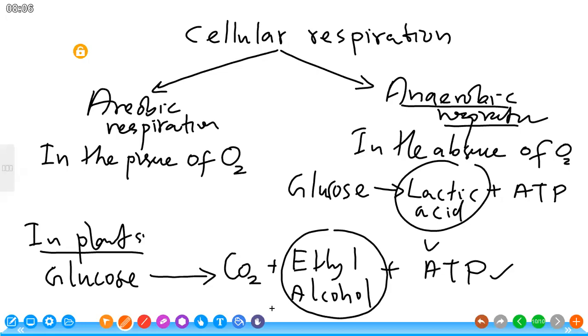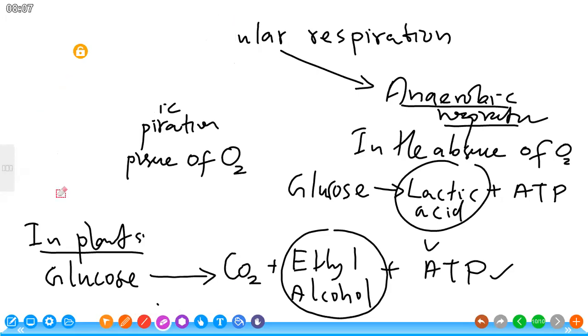Last one: under aerobic respiration, a large amount of ATP is produced. In anaerobic respiration, a small amount of ATP is produced.